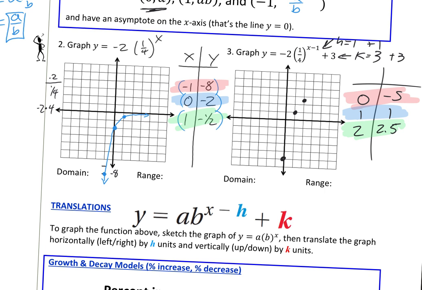So I have an asymptote right here now. Before, on the mother function, the asymptote is always just y = 0. But this one, the k value changed, so it shifts up. So when I go to graph this thing, it's going to look something like that. And there's my graph. Okay.